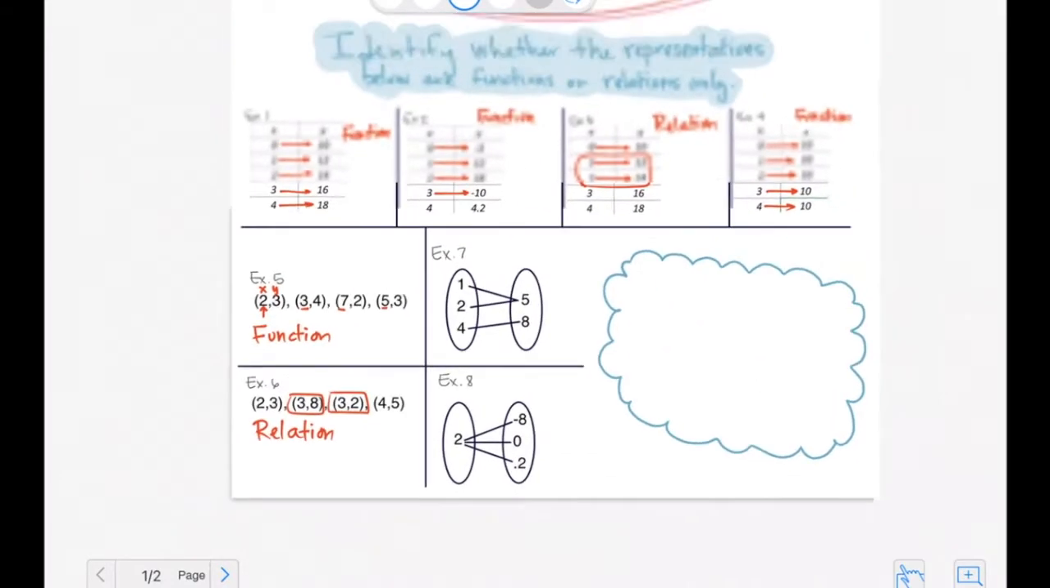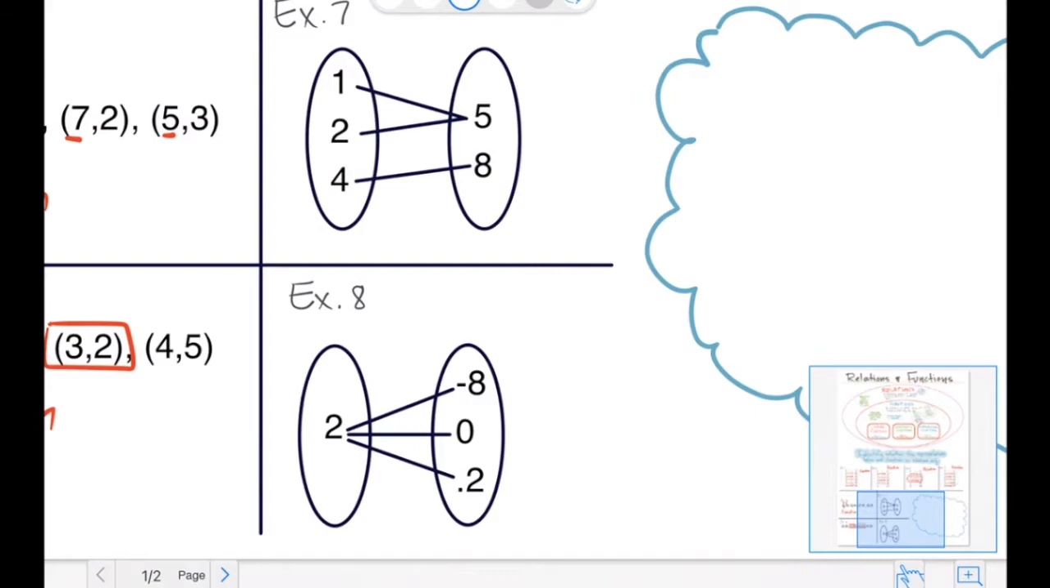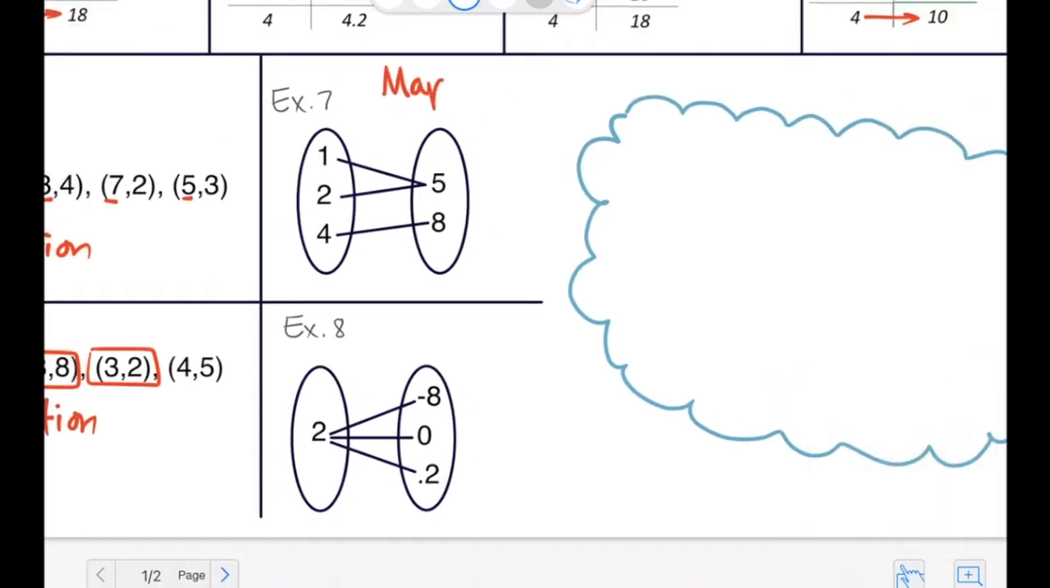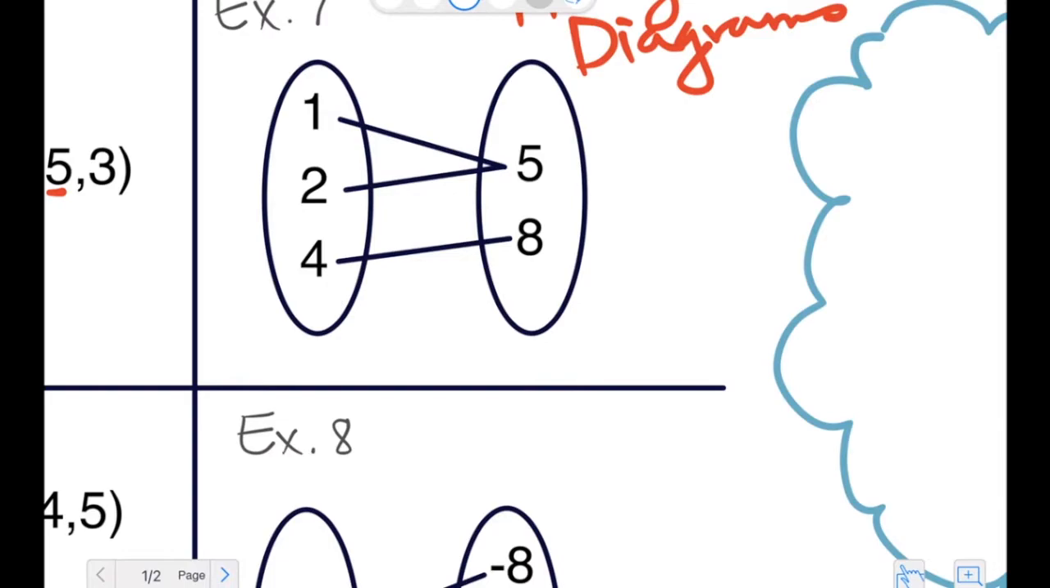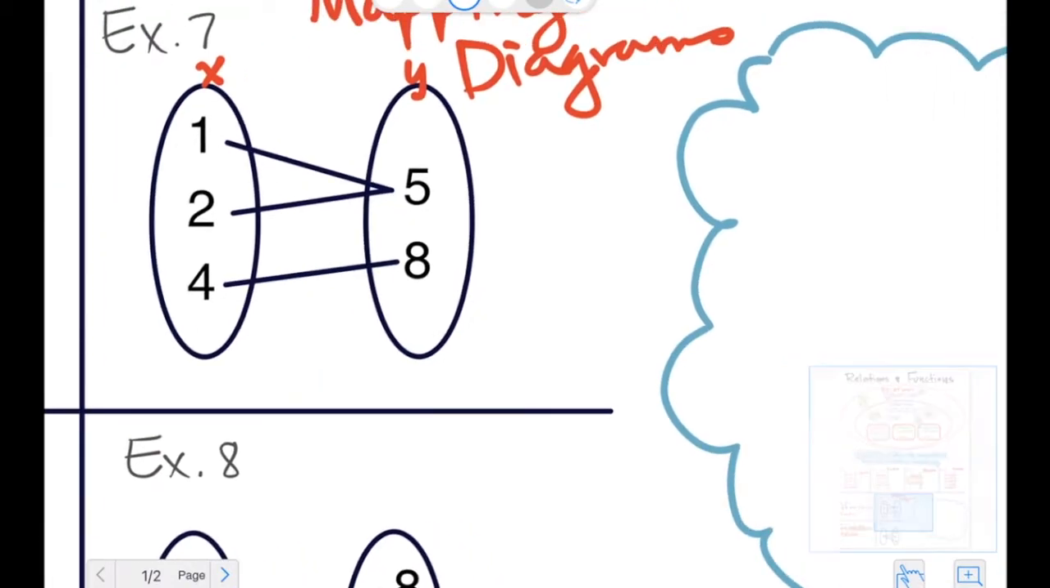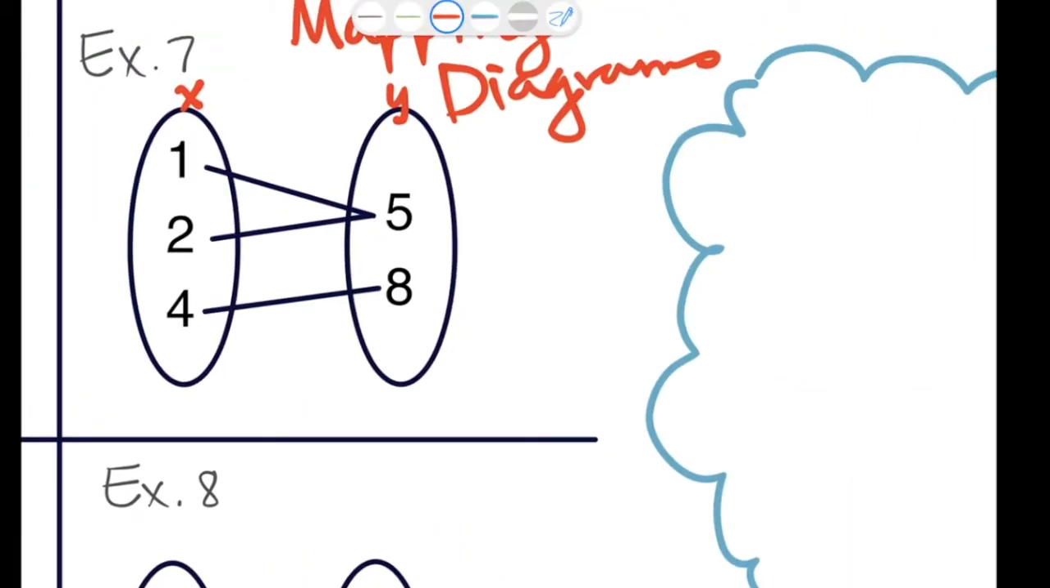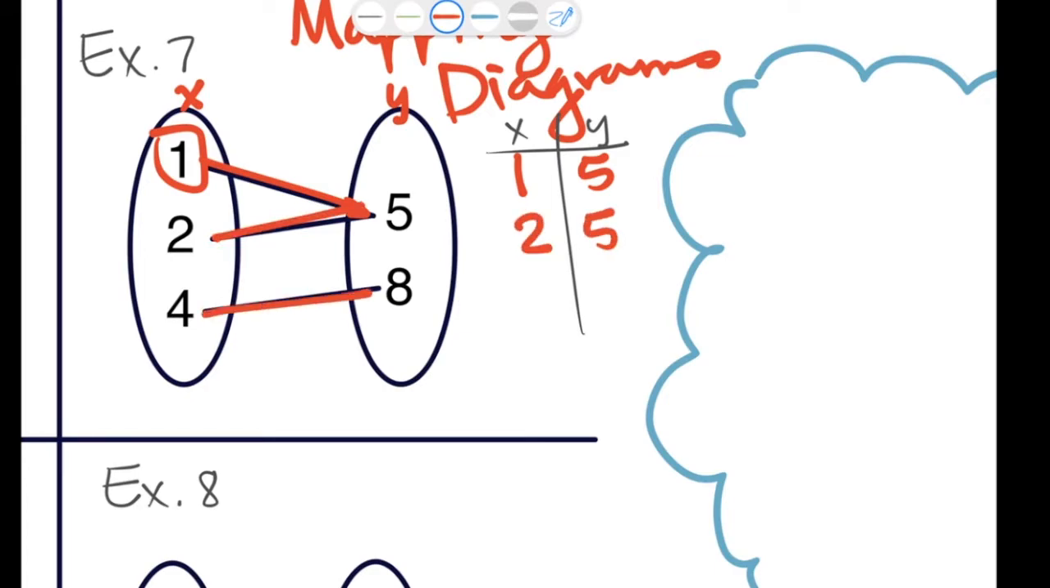All right, so let's go to those bubbles. These diagrams are called mapping diagrams. Sometimes you'll have a box or a circle, but if it's not labeled, always assume that the left bubble is your x and the right bubble is your y. I would recommend changing these into a table. So what this is saying is that an input of 1 gives you an output of 5. If this is our x and this is our y, 1, 5 is one of the points, 2, 5 is one of the points, and 4, 8 is one of the points.